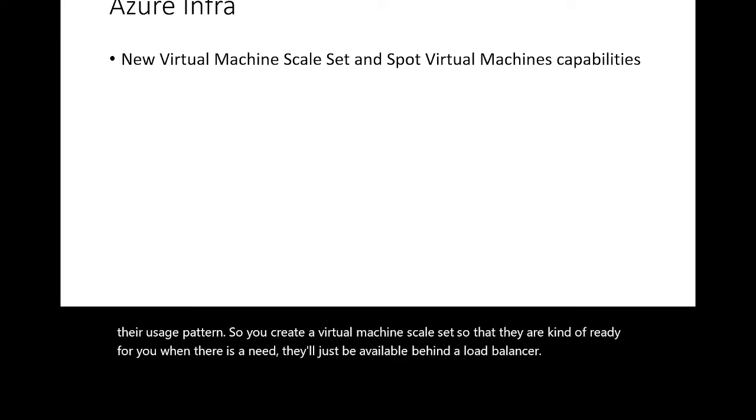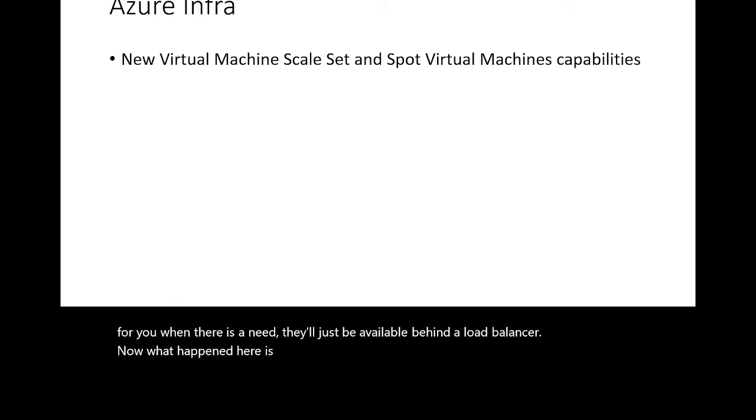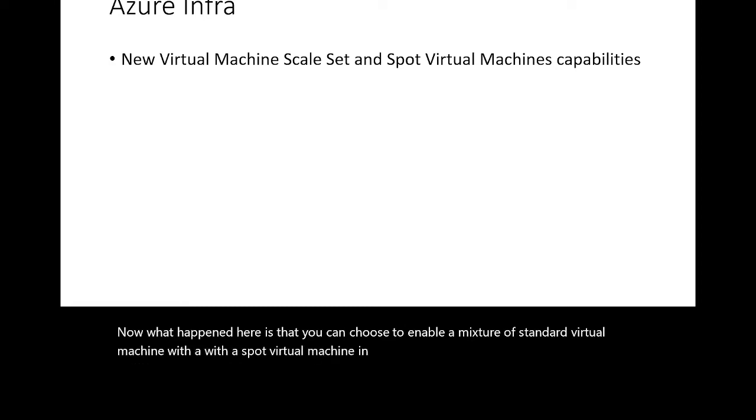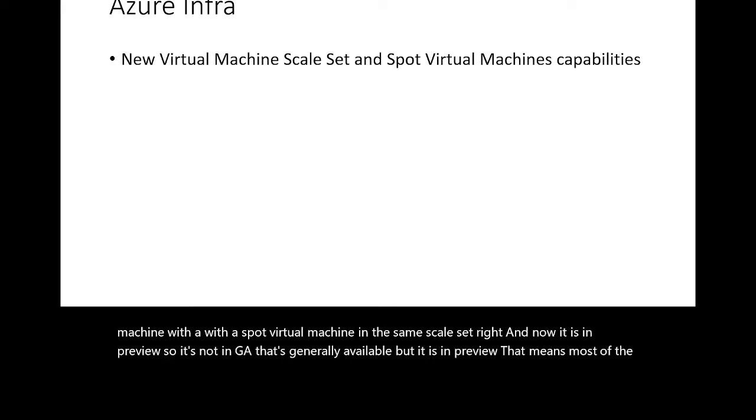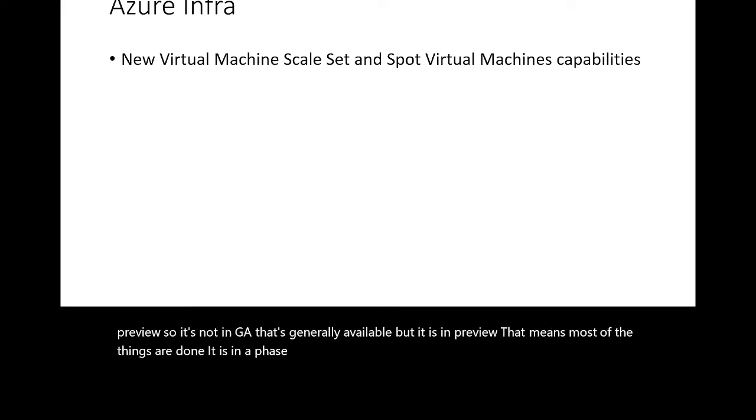Now, what happened here is that you can choose to enable a mixture of standard virtual machines with Spot virtual machines in the same scale set, right? And now it is in preview, so it's not in GA, that's generally available, but it is in preview. That means most of the things are done. It is in a phase where you can think of building it for production.